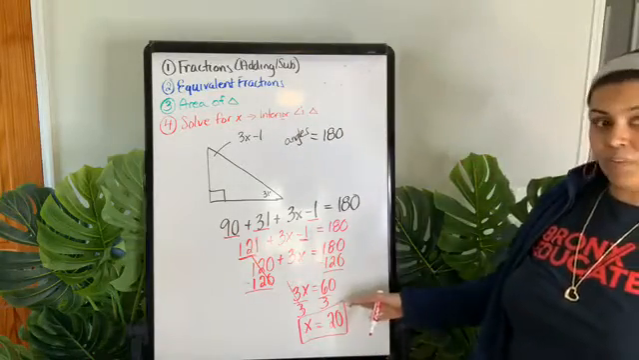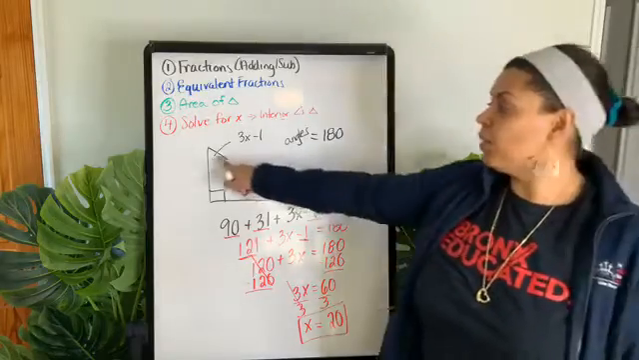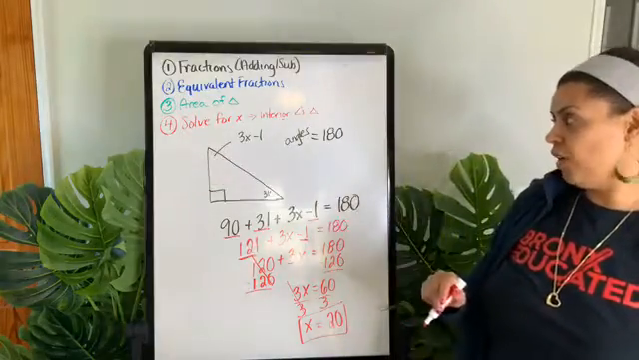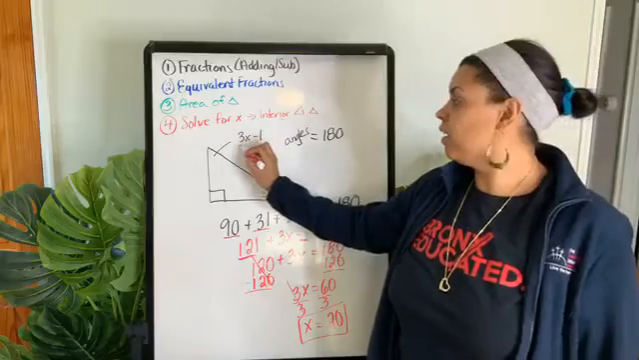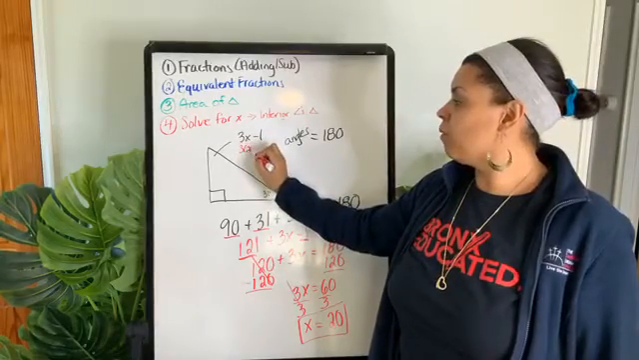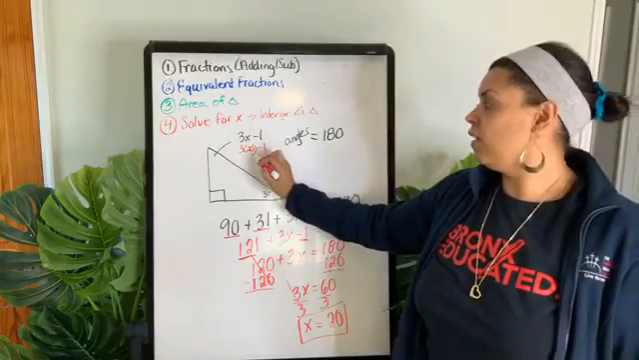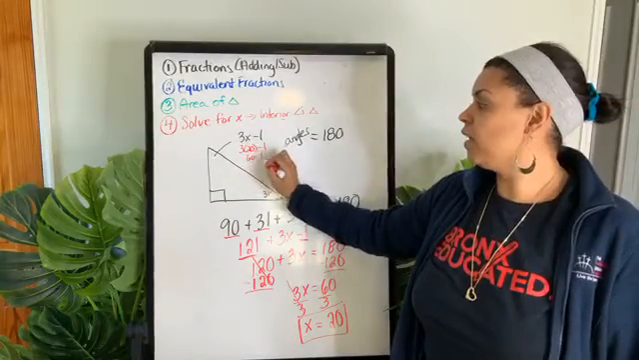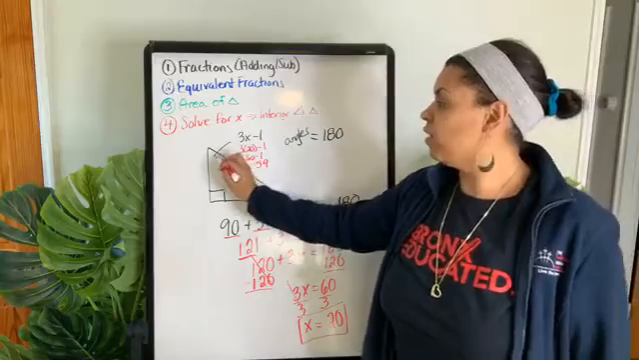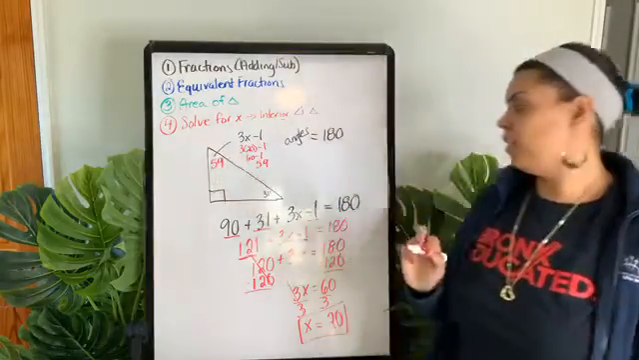And that sounds great. Most kids think they're done, but it's still not telling me what this angle is over here. So I can plug it in. 3 times 20 minus 1. 60 minus 1 is 59. So this angle measure is 59.